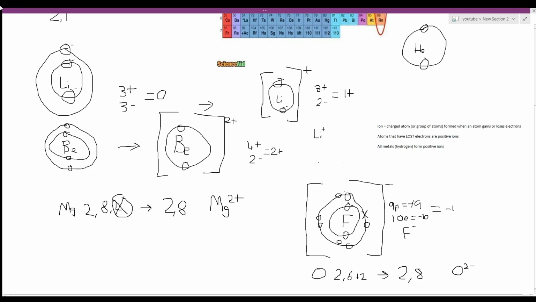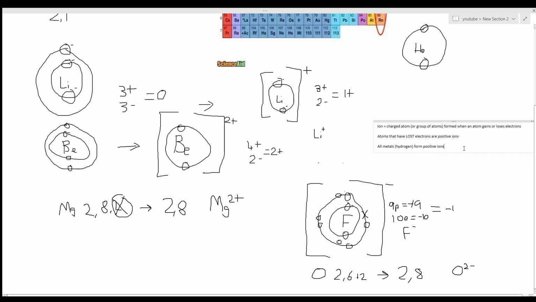So, atoms that gain electrons are negative ions. And non-metals, now notice I haven't put the word all here because the noble gases don't gain electrons. So non-metals form negative ions because they gain the electrons. So it's an imbalance between the protons, which are positive, and the electrons, which are negative.